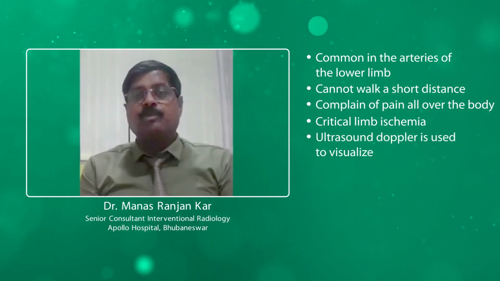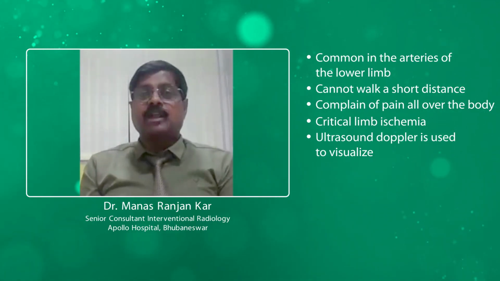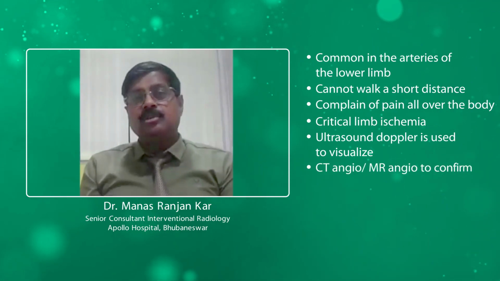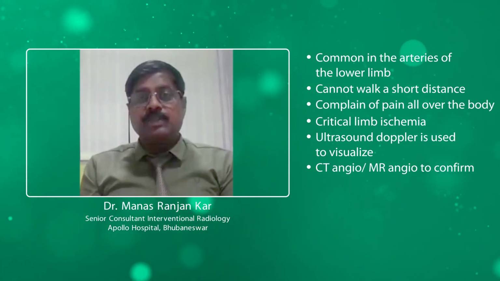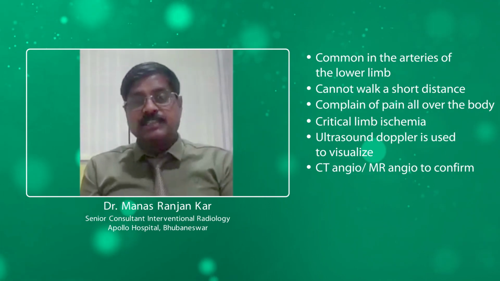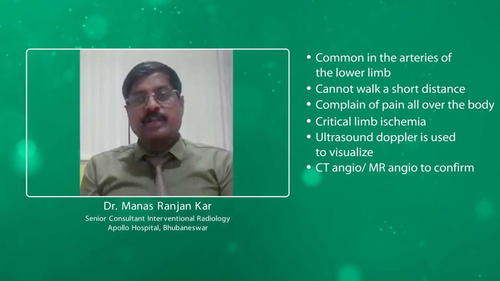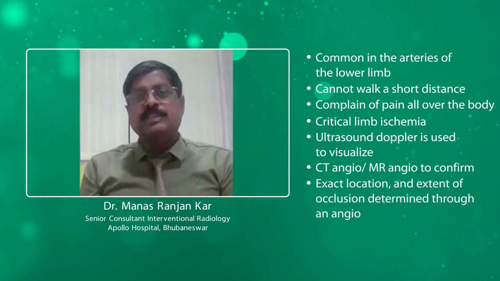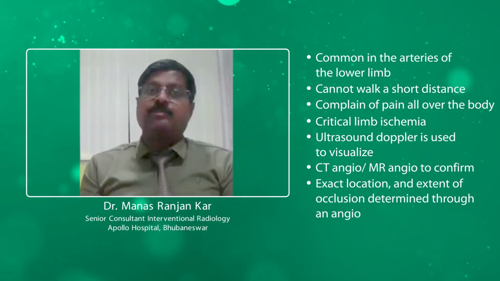With a simple ultrasound Doppler test, you can see the arteries. If you find any narrowing of the arteries or no flow, then you have to do a CT angio or MR angio to confirm. Previously we were doing a catheter angiogram to confirm the extent of peripheral vascular disease, but nowadays you can do a CT angio or MR angio. What is the advantage? CT angio or MR angio will give you the exact location, the extent of occlusion, and the extent of narrowing, so that you can directly plan the treatment options.